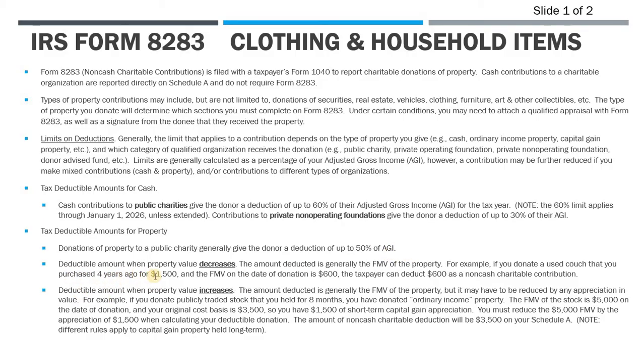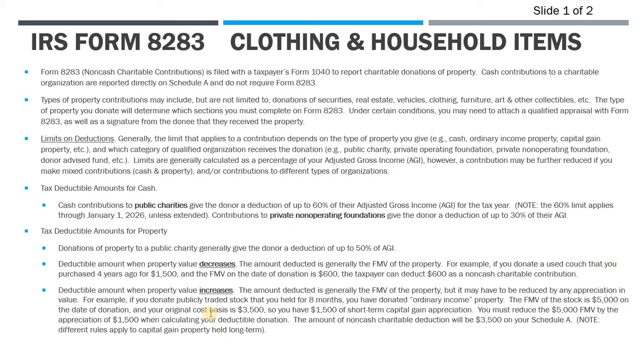Now, this is where most people stand when it comes to how to calculate the amount that's deducted, right? When the property value decreases, and when we think about this practically, when you buy property that you're using and then you wait a couple of years and donate it, the value always goes down. Very few things actually appreciate in value. So for example, if we had a used couch that you purchased 4 years ago for $1,500 and the fair market value is now $600, the value of the deduction is going to be $600, right? So you'll get a $600 non-cash charitable donation.